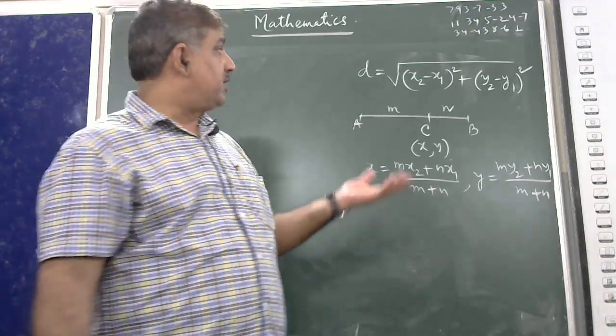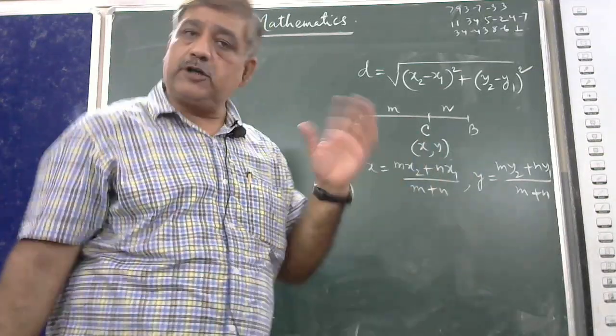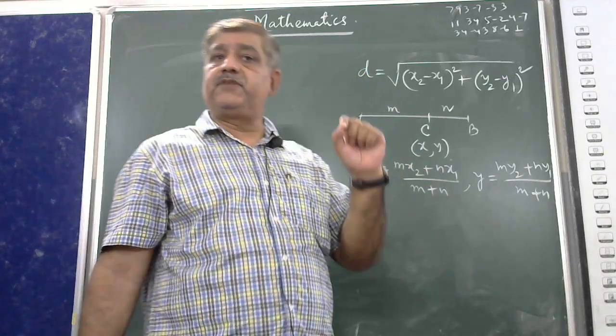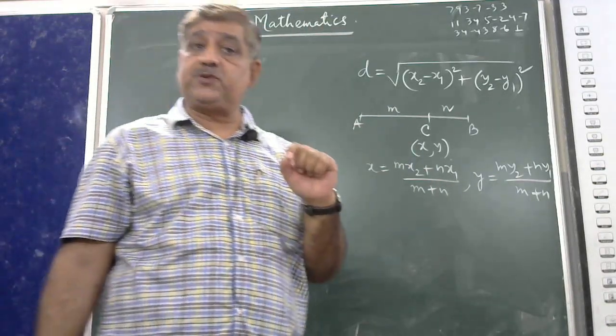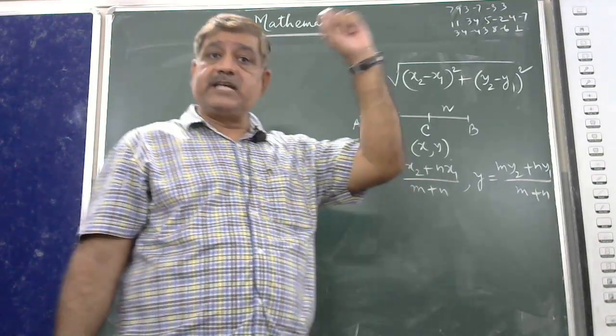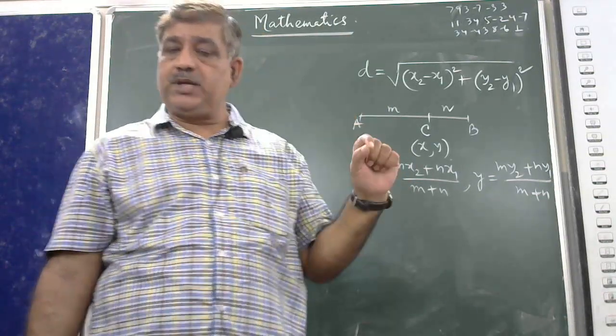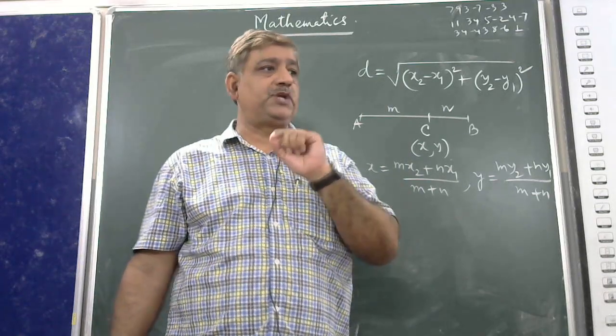Again, we have also discussed the centroid of a triangle formed by the points (x1, y1), (x2, y2), (x3, y3), which will be given by (x1 plus x2 plus x3) by 3, (y1 plus y2 plus y3) by 3.